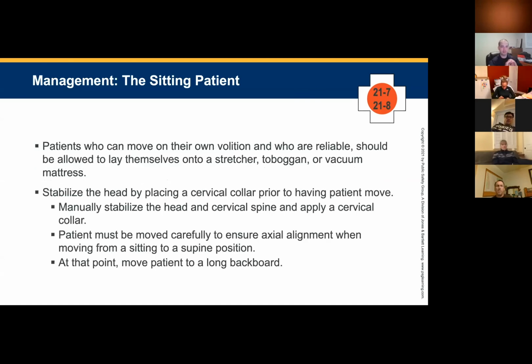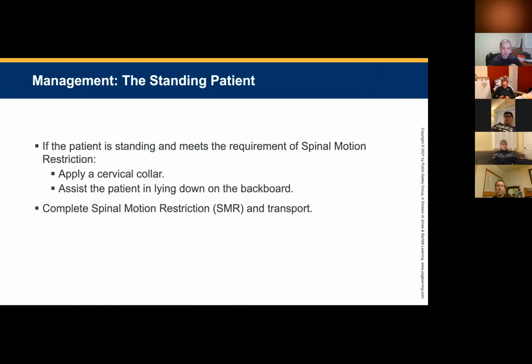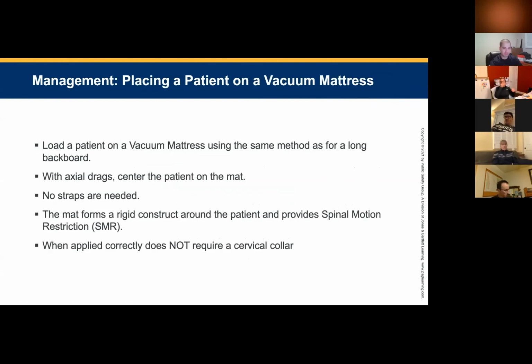For the sitting patient, if they can move on their own volition and are reliable, they should be allowed to lay themselves down onto a stretcher or a vacuum mattress. Then we want to stabilize the head by placing a cervical collar prior to having the patient move. And then we can get them on and do a backboard. For a standing patient, we can consider spinal immobilization, have them lay down on a backboard, or we can actually put them on a backboard using a standing technique.